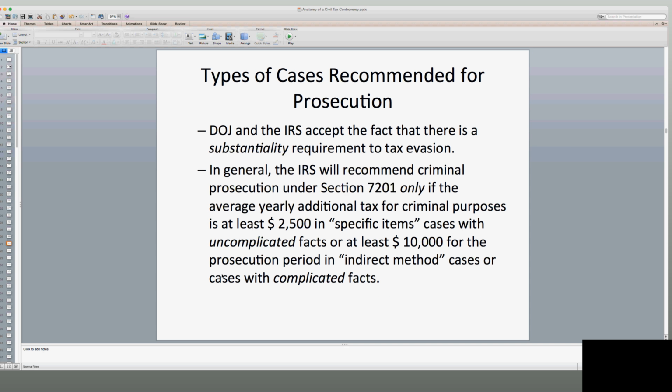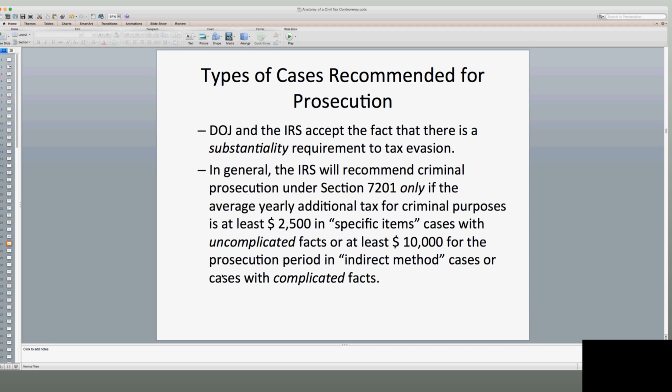DOJ and the IRS accept the fact that there is a substantiality requirement for tax evasion, and this sometimes gets overlooked because it's not necessarily an element of tax evasion. In general, the IRS will recommend criminal prosecution under 7201, that's tax evasion, only if the average yearly additional tax for criminal purposes is at least $2,500 in specific items cases with uncomplicated facts, or at least $10,000 for the prosecution period in indirect method cases or cases with complicated facts.